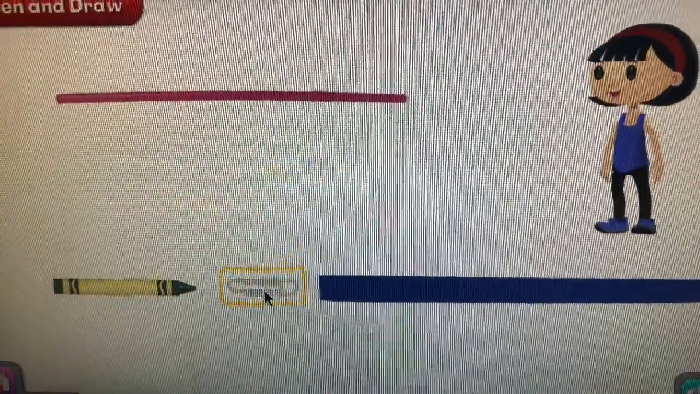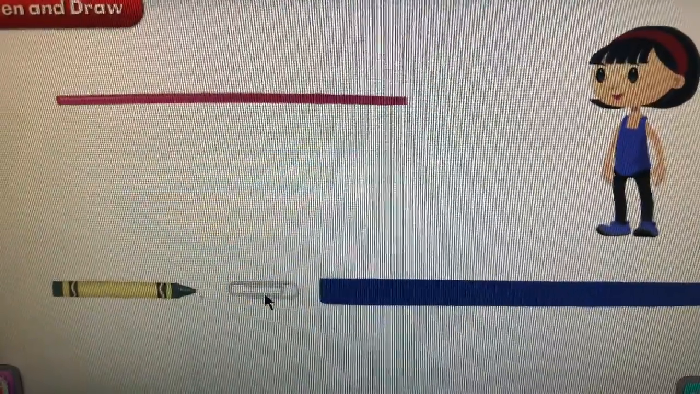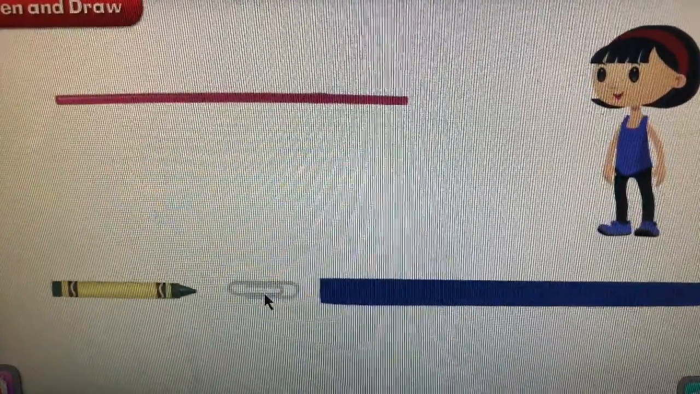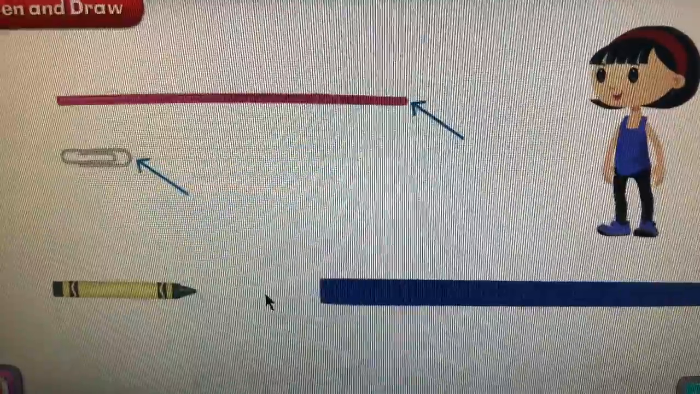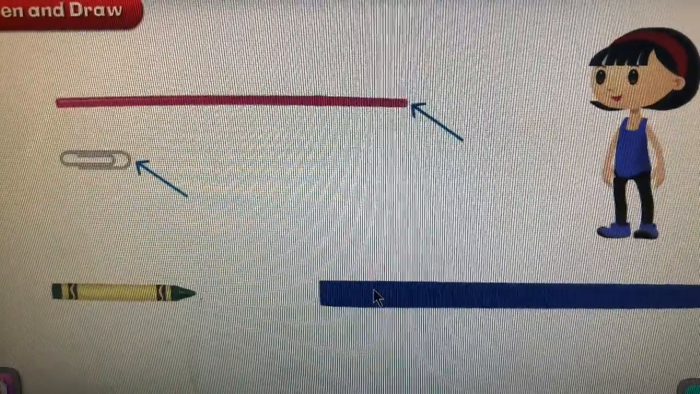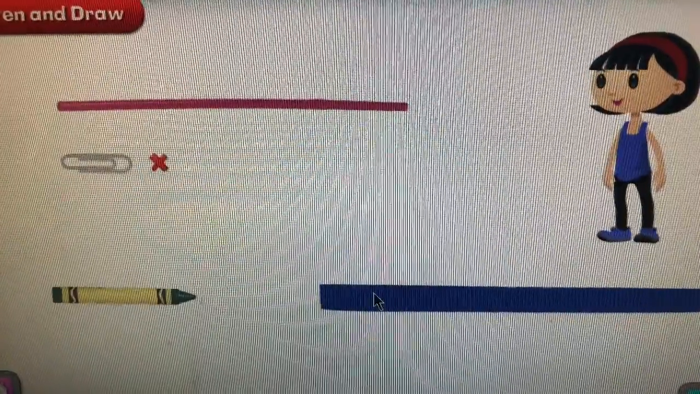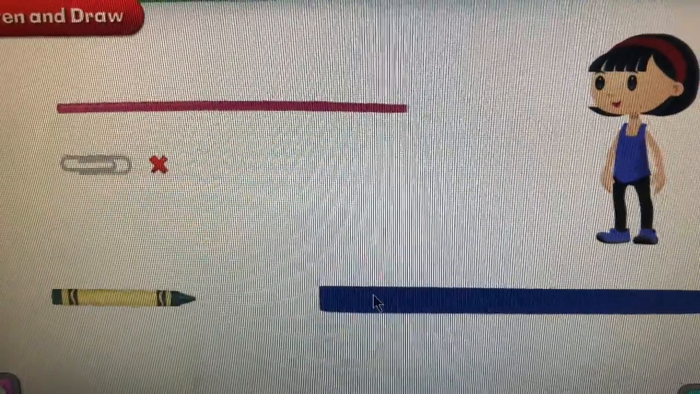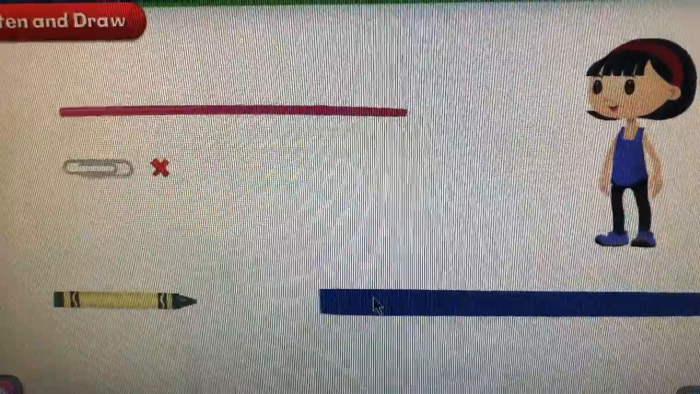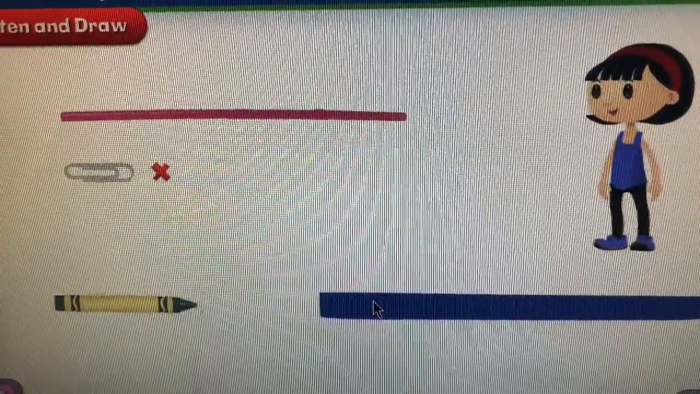Let's try the paper clip. Line it up with the straw. Look at the end of the straw and the end of the paper clip. Is the end of the paper clip longer than the end of the straw? No, the paper clip is not longer than the straw, so this is not the object Rosa has.